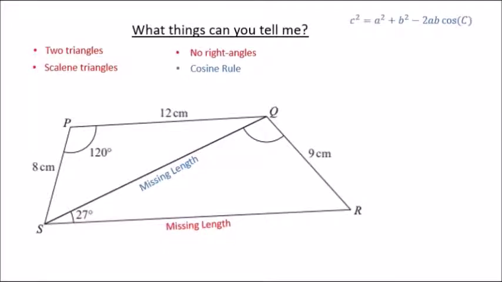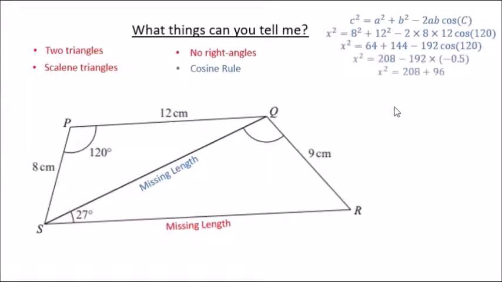C squared equals A squared plus B squared minus 2AB cos C. Now, our C is here because that is opposite our angle, so our angle C is here and our length C is here. So if we call that X, then we end up with a solution of X being the square root of 304.